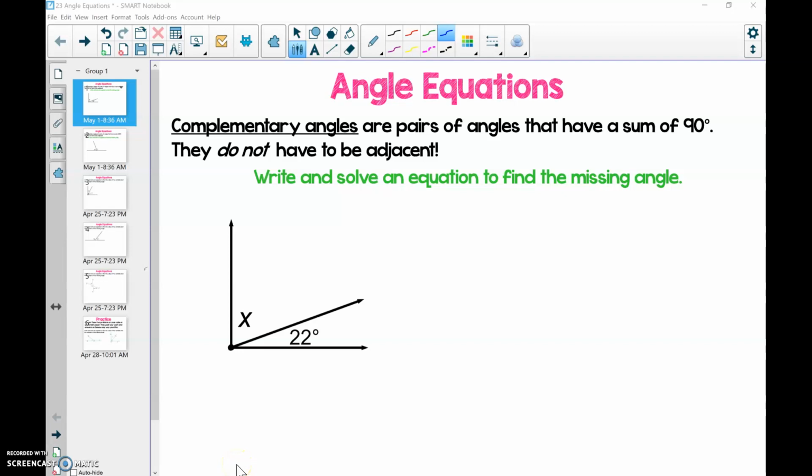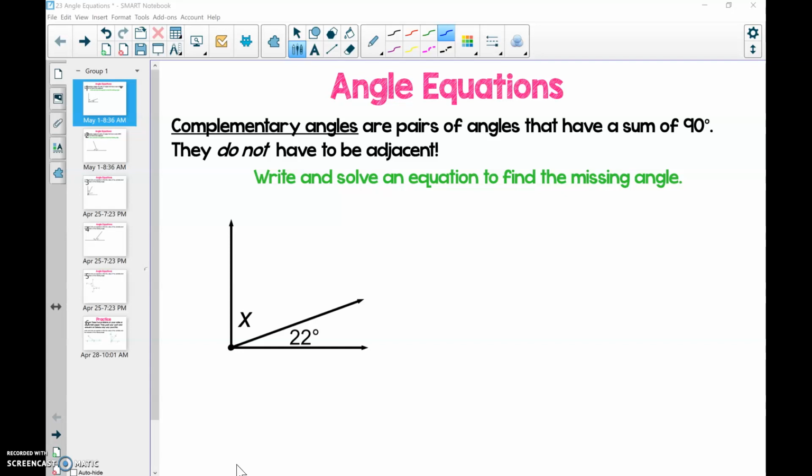You just learned a ton about angles as far as complementary, supplementary, adjacent, vertical, how they all relate, how we can find these missing angles. So we're going to take that one step further and look at some angle equations. We're going to start off simple and then we'll add on to it.